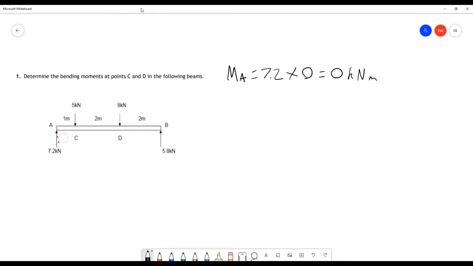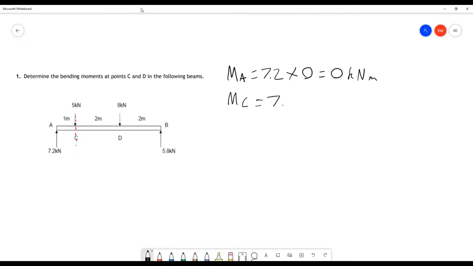Let's look at C, a bit more interesting. This time we take a cross section at C, so this is a dotted line through here. So remember, this won't include this 5 kilonewton force because it's a distance of 0 away, but we now do have a force to the left, which is a distance away as well. So we look at MC, we've got to think about our direction here as well. Relative to C, the force acting up on the beam at A is going to contribute to a clockwise rotation, which means it's a positive value.